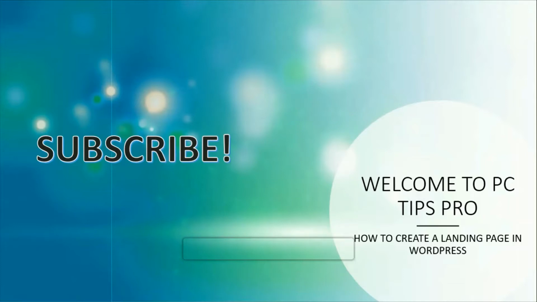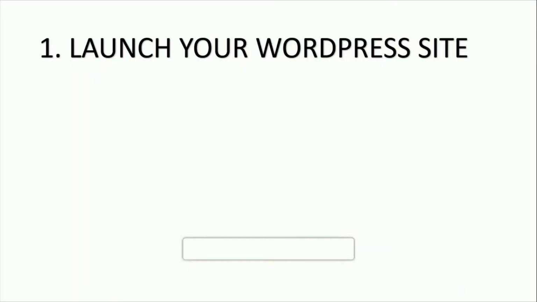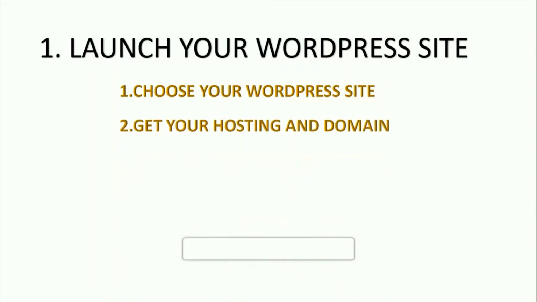So, our first step is launching your WordPress site. How to launch your WordPress site, I have discussed in the previous videos. You can go back to those videos and check them out, and we will see briefly about them now. Our first step of launching your WordPress website is choosing your WordPress site, and then your second step will be getting your hosting and domain service provider and registering on them, and our third step is installing WordPress, and our next step will be creating your landing page.